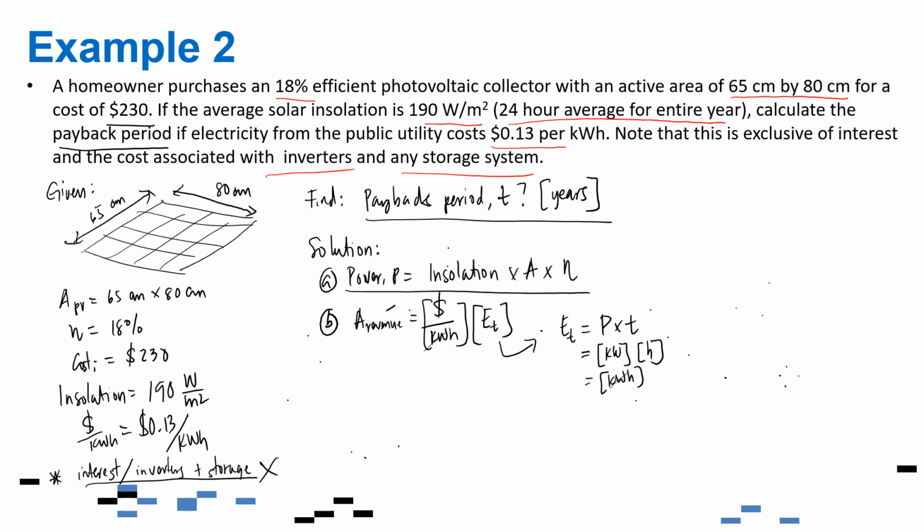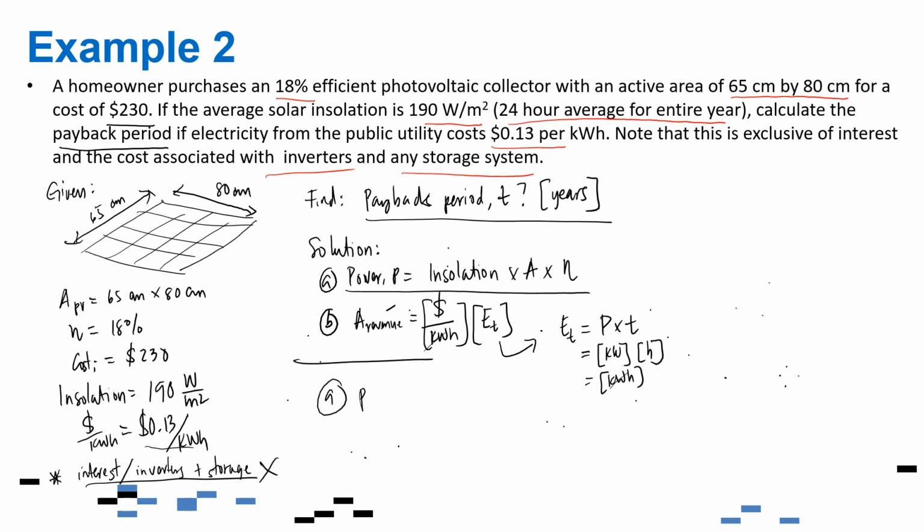So that's the annual revenue that we need for the solution here, because we need to know how much money we can get from the solar PV if we sell the electricity to the utility grid at the price of 13 cents per kilowatt hour. So let's start first with letter A.